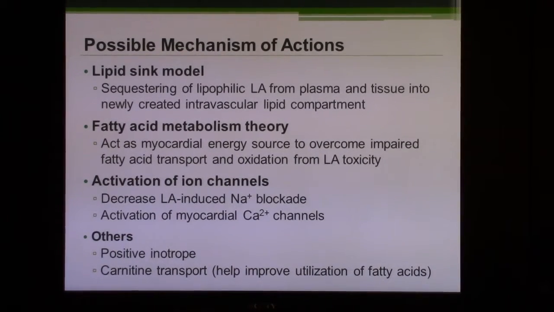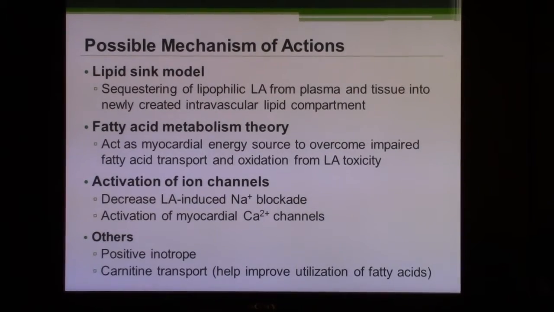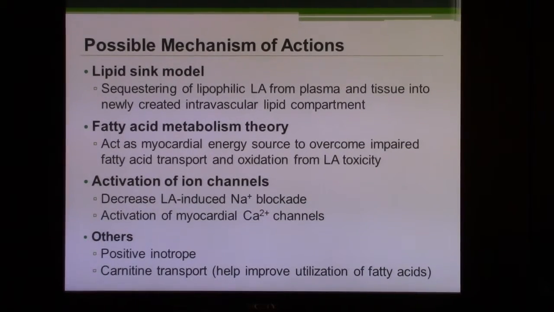Others proposed include the activation of ion channels. I mentioned that the mechanism of action is blockade of sodium channels, so a way that it can work is to decrease the induced blockade, as well as activation of calcium channels. The other ones listed there include being a positive inotrope as well as having an effect on carnitine transport, which in a sense will help to improve utilization of fatty acids.